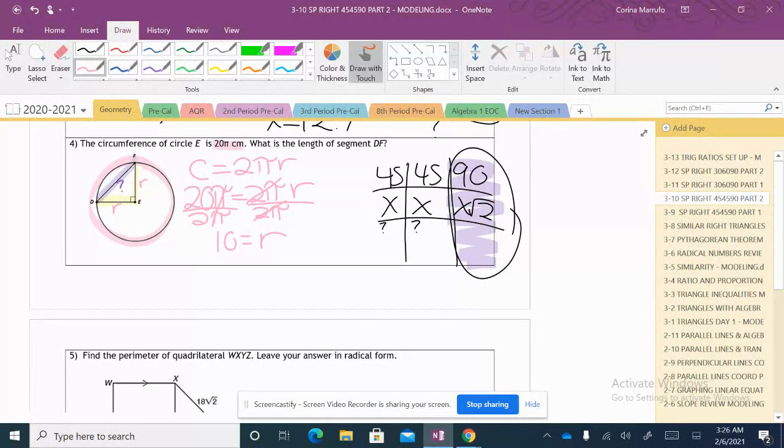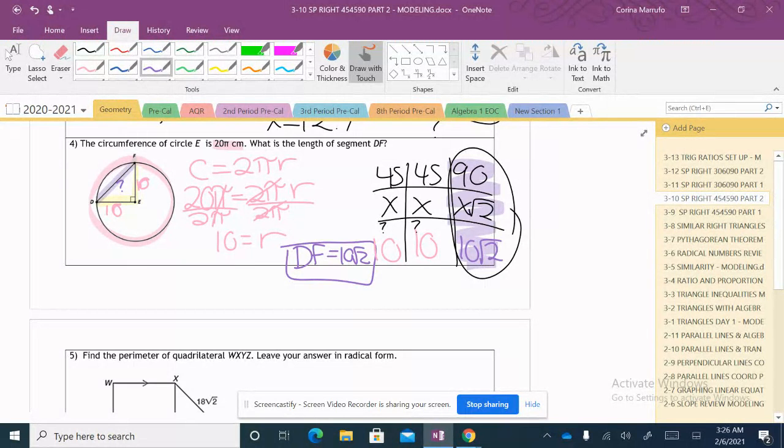So now, if these two are 10, then that makes this segment DF. So this is 10, this is 10. If our x is 10, then that means that this side is 10 square root of 2. So from D to F is 10 square root of 2.